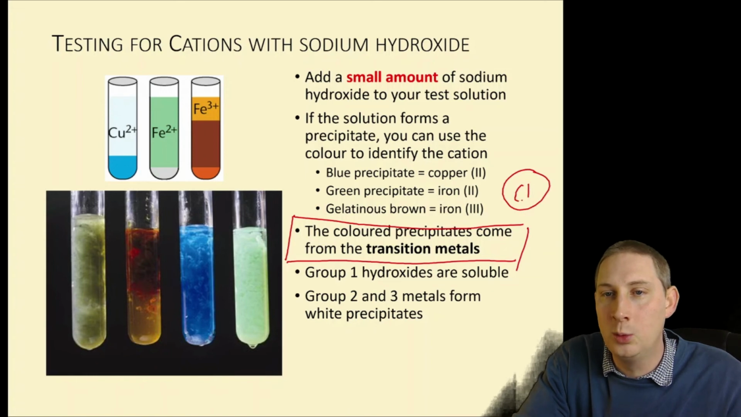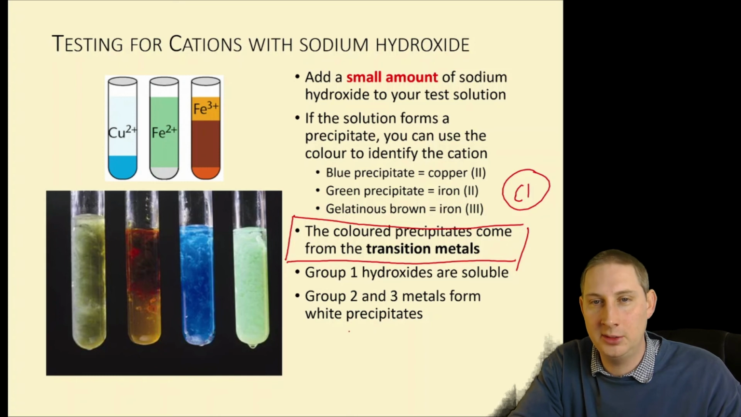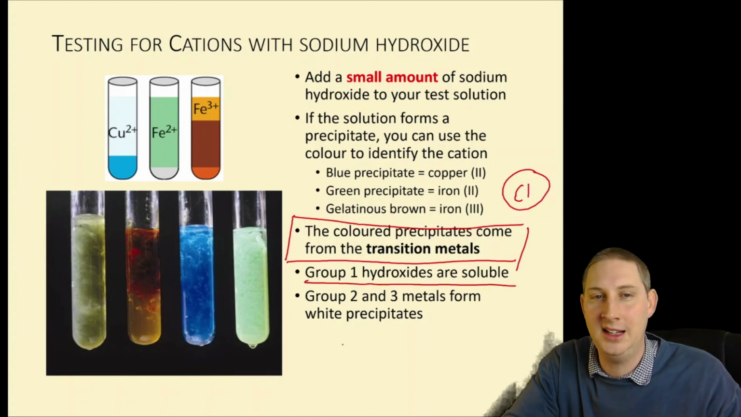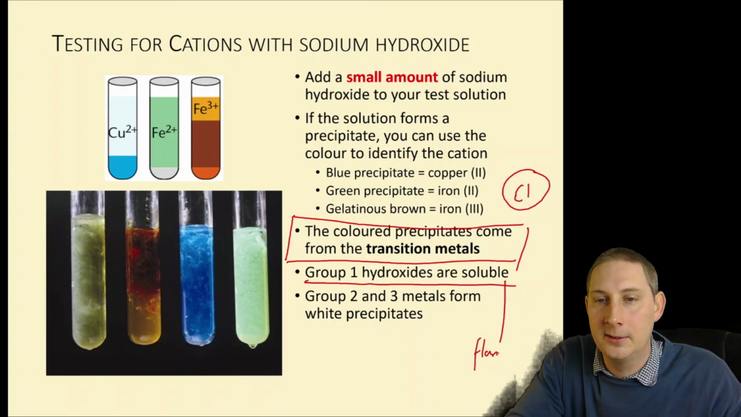So back in C1 you looked at the difference between S block metals and transition metals, and you saw that coloured compounds come from transition metals. The reason we can't use this to test for group 1 hydroxides is that group 1 hydroxides are soluble, so it can't identify lithium, sodium, potassium. However, we can use a flame test for that.